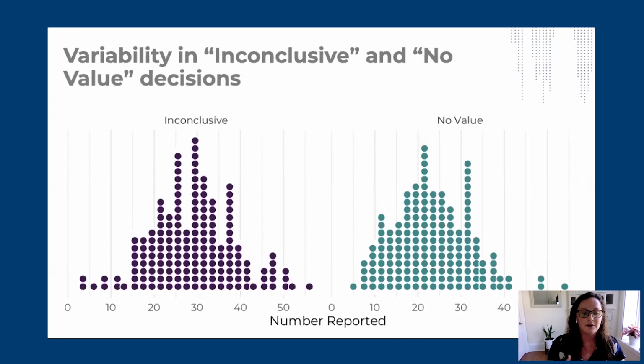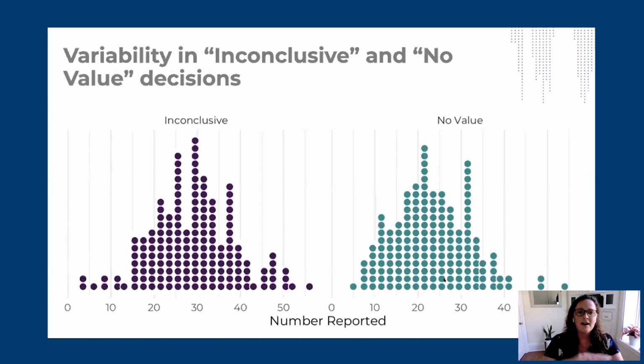And so again, here we can see each examiner's responses and how many times they were inconclusive on the left and how many times they reported no value on the right. And so we can see that most people who participated in the study reported between 20 and 40 inconclusives and roughly between 10 and 30 no value decisions, but that there's a huge range of the number of responses. And so some examiners reported less than 10 inconclusives and some examiners reported over 50.